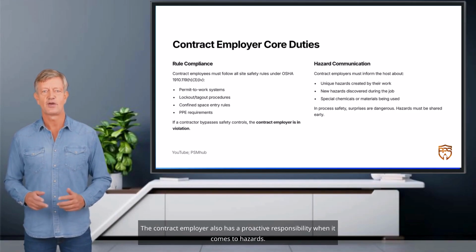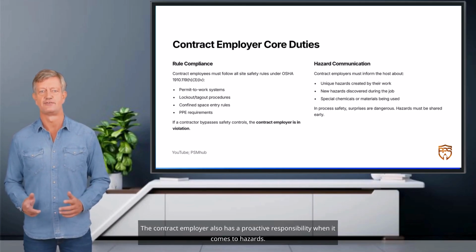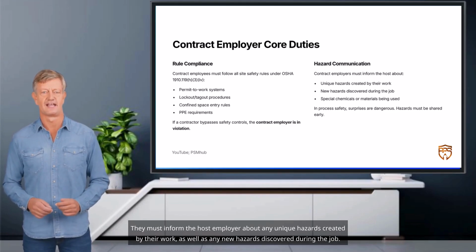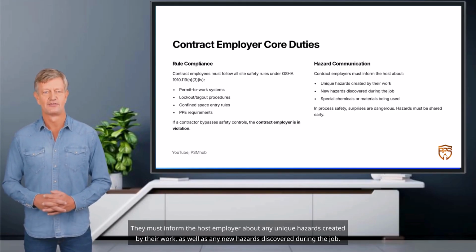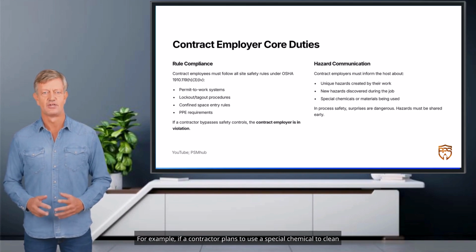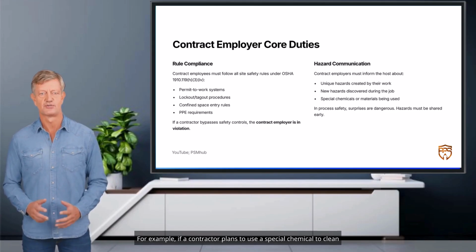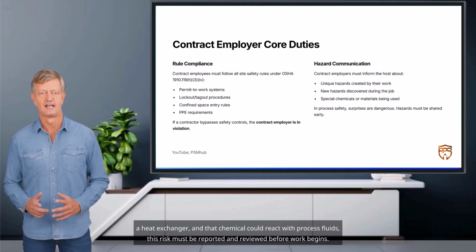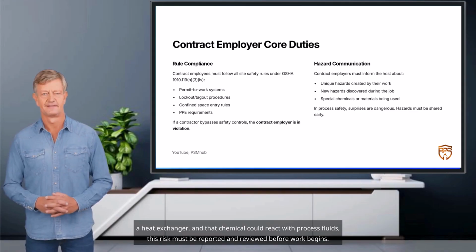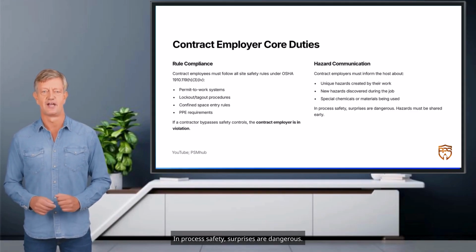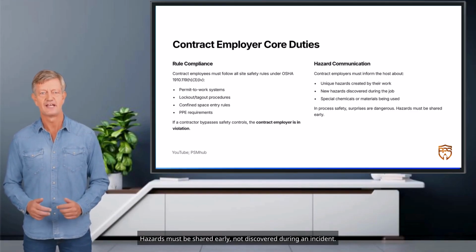The contract employer also has a proactive responsibility when it comes to hazards. They must inform the host employer about any unique hazards created by their work, as well as any new hazards discovered during the job. For example, if a contractor plans to use a special chemical to clean a heat exchanger, and that chemical could react with process fluids, this risk must be reported and reviewed before work begins. In process safety, surprises are dangerous. Hazards must be shared early, not discovered during an incident.